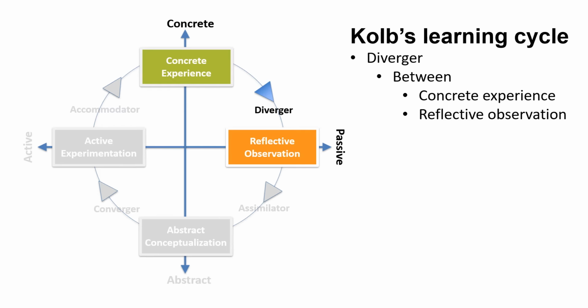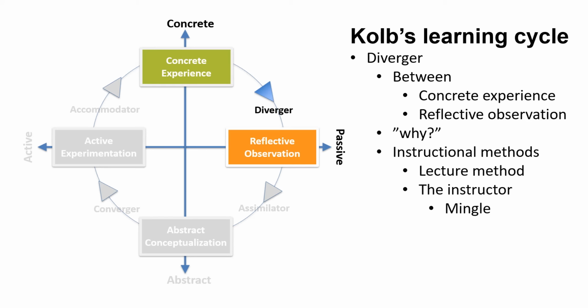The Diverger is placed between concrete experience and reflective observation. These learners are motivated to discover the relevancy or why of a situation. They like to reason from concrete, specific information and to explore what a system has to offer. They prefer to have information presented to them in a detailed, systematic, reasoned manner.